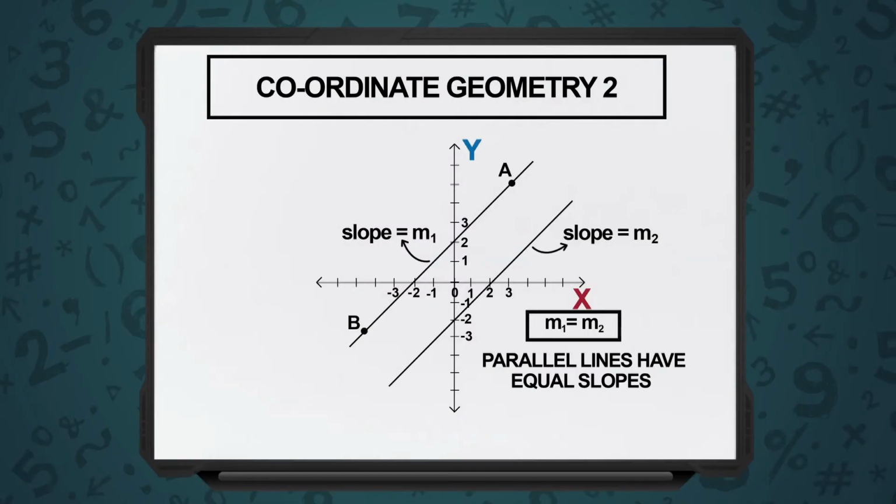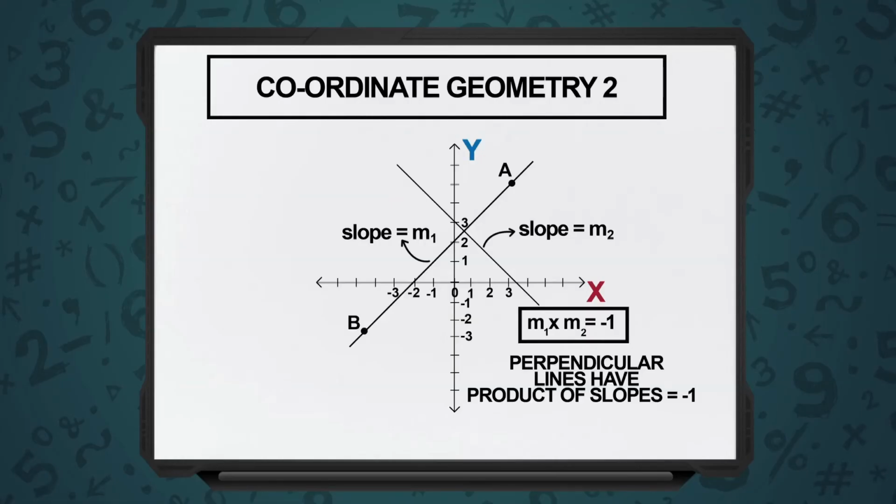So if you have two parallel lines and the slope of the first line is m1 and the slope of the second line is m2, m1 will always be equal to m2. Parallel lines will always have the same slope. The intercepts might vary, but the slopes will always be equal.